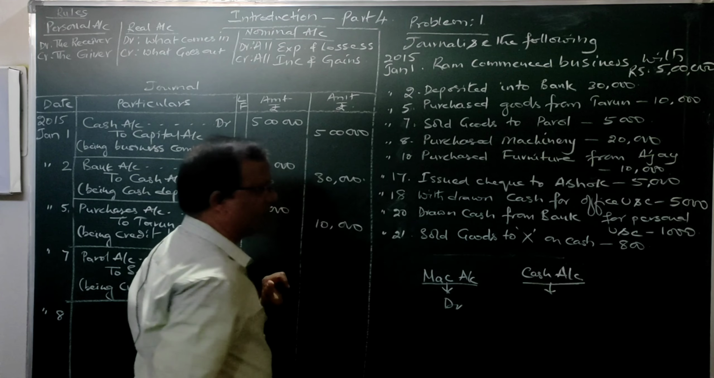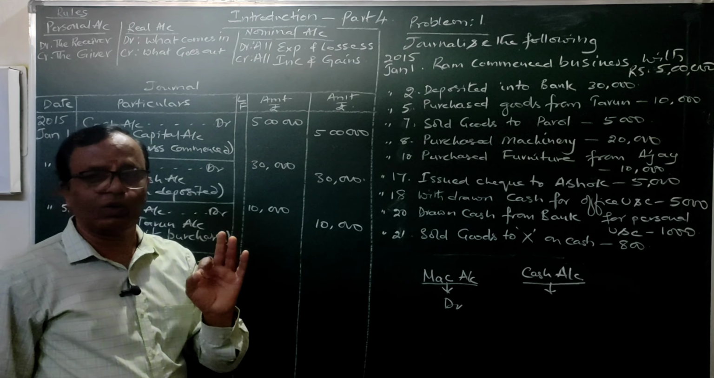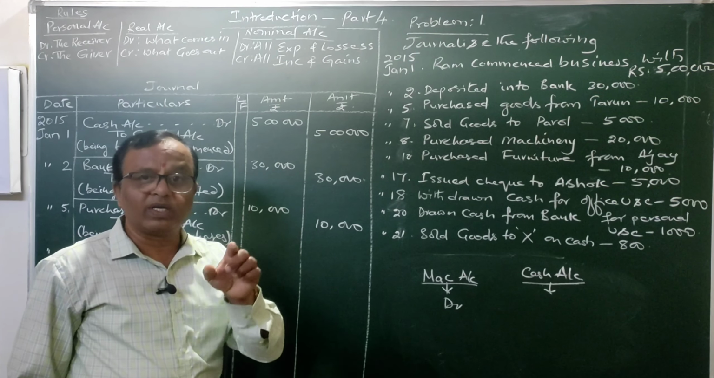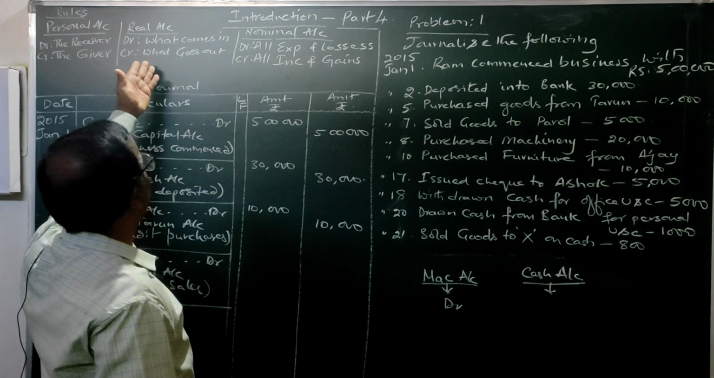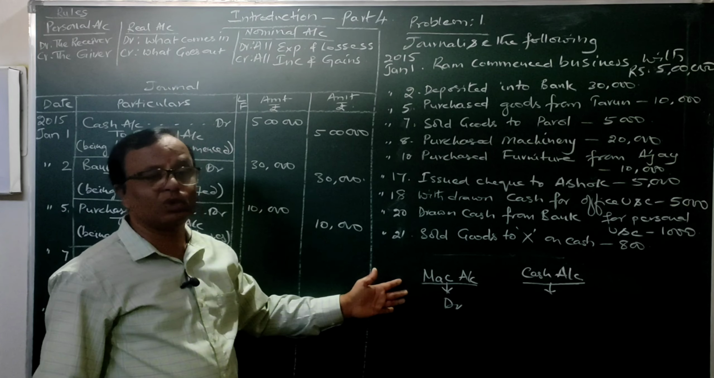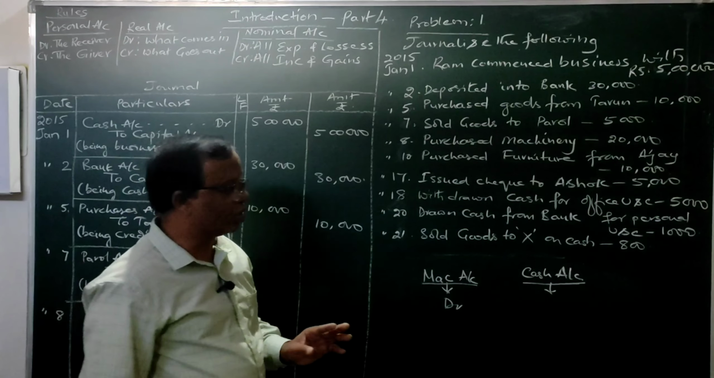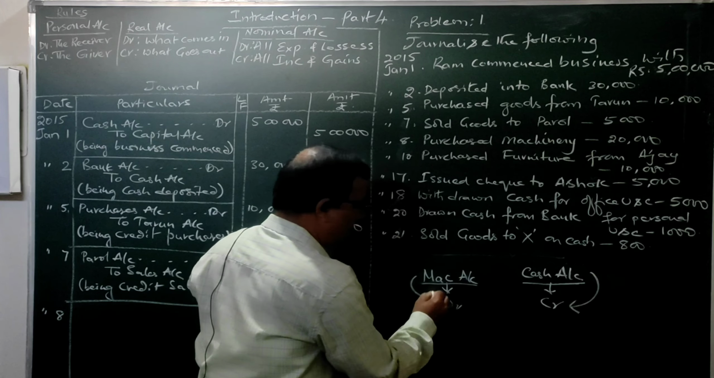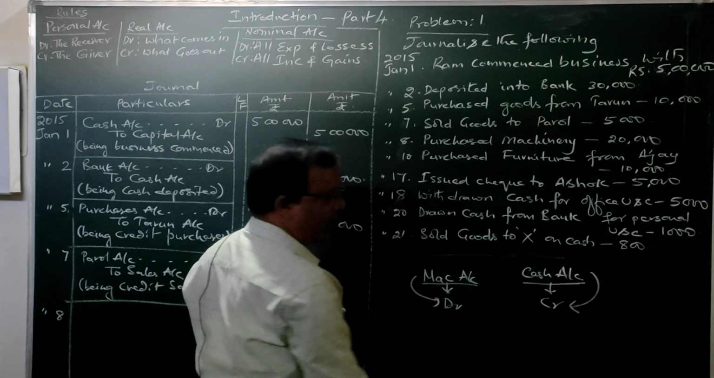Now cash account, check it. What is cash account? Cash account, once again, it is your asset only. So once again, it is a real account. So when it is a real account, once again the same rule, debit what comes in, credit what goes out. In this transaction, when you have purchased machinery, cash is going out. So since it is going out, you should credit this account. Check it. Machinery account you are going to debit, cash account you are going to credit in your entry.